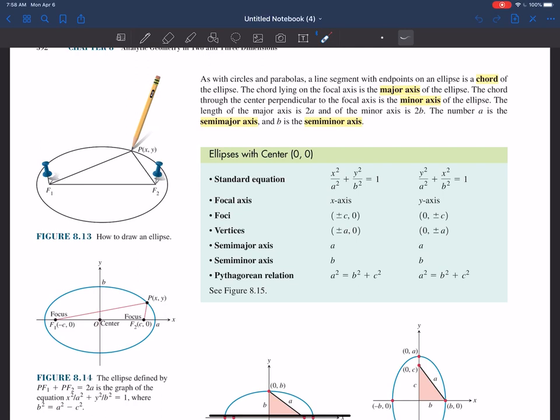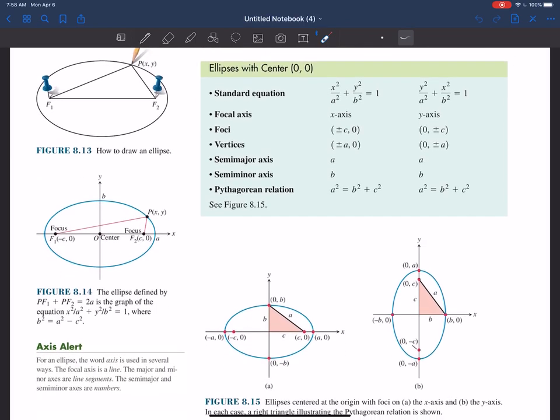Half of the major axis is going to be the semi-major axis, which is going to go from the center to the end point along the longest side, and the semi-minor axis is going to start at the center and end on the shortest axis.